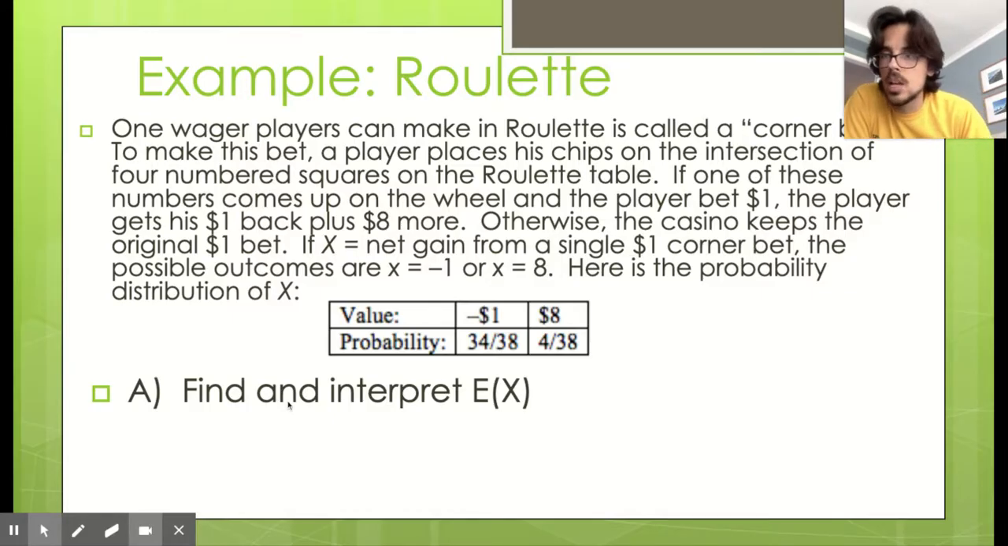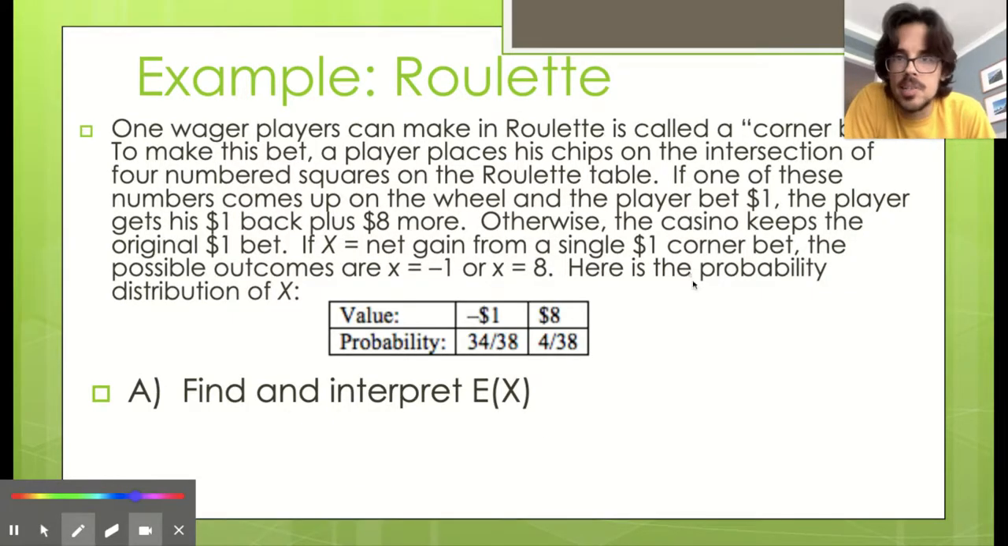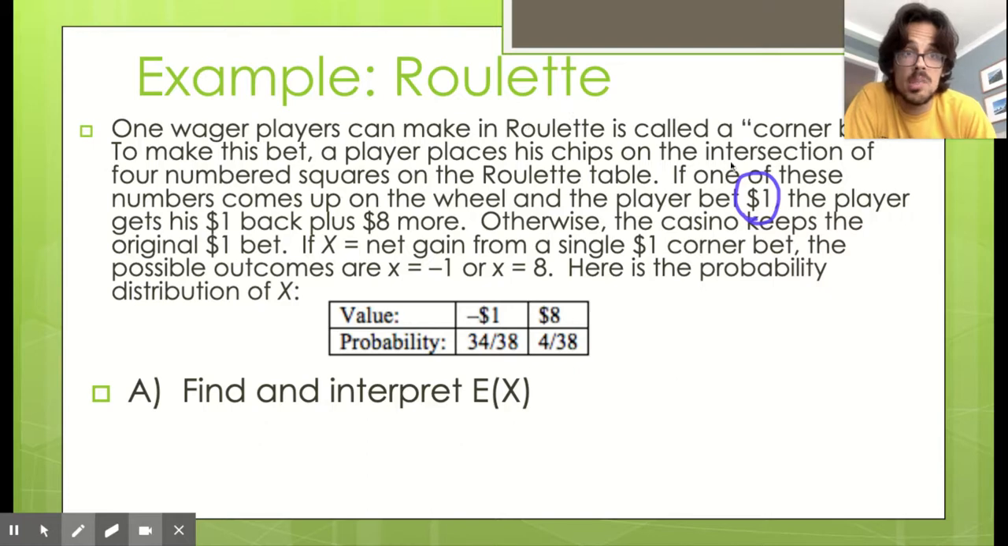I've never played roulette, so I guess it explains in the problem what that means, but it's whatever. It's a bet you can make in roulette. You're going to make a $1 bet. And if you win, you get your dollar back plus 8 more. If you lose, you lost the dollar that you started with. Okay? So you either lose that dollar if you lose the bet, or you get your dollar back plus $8. So you profit $8 right there.